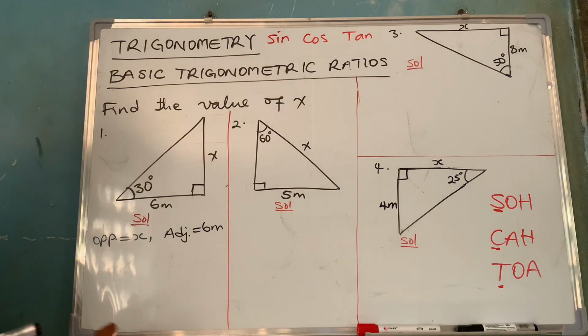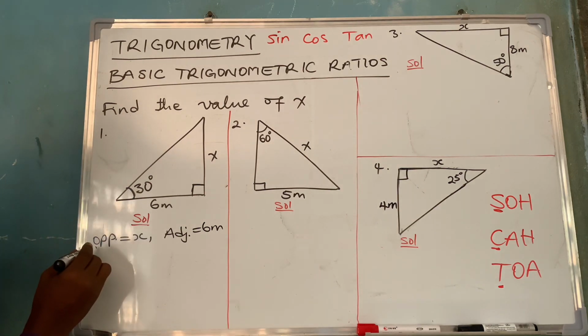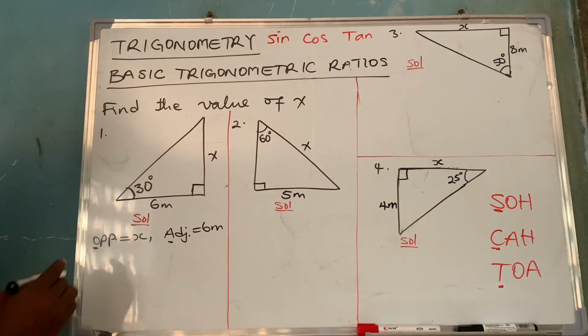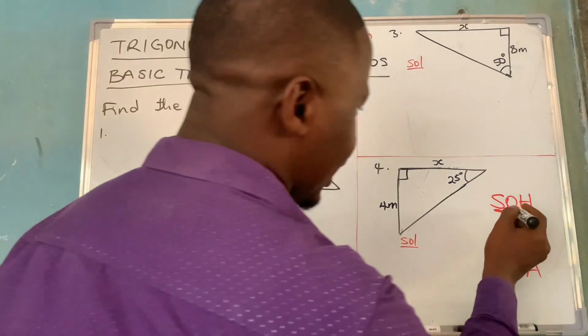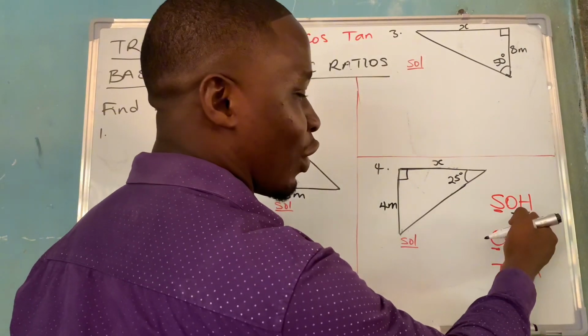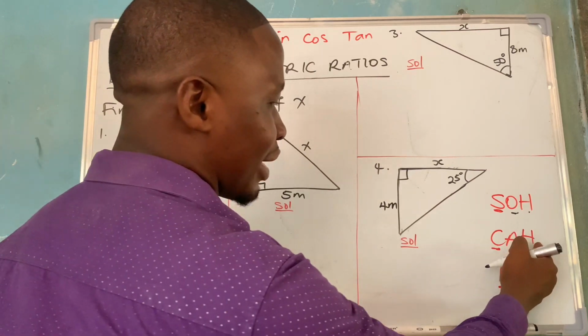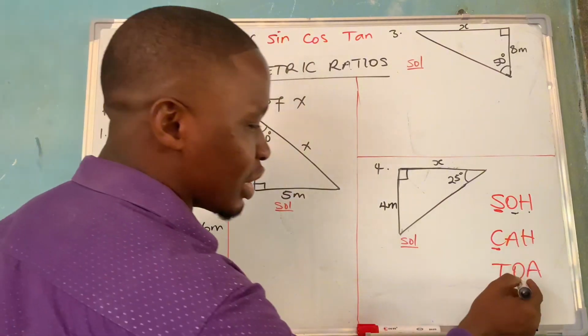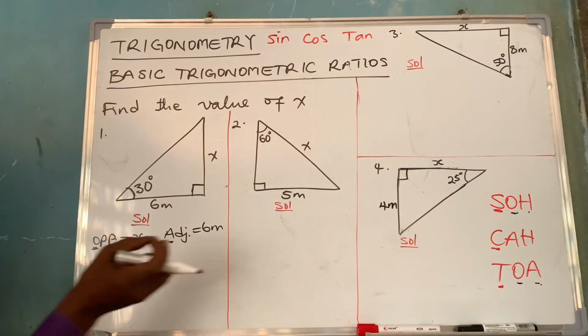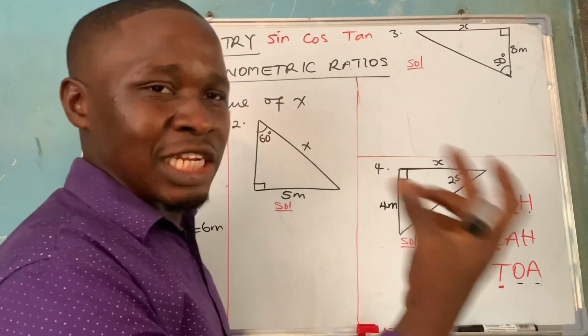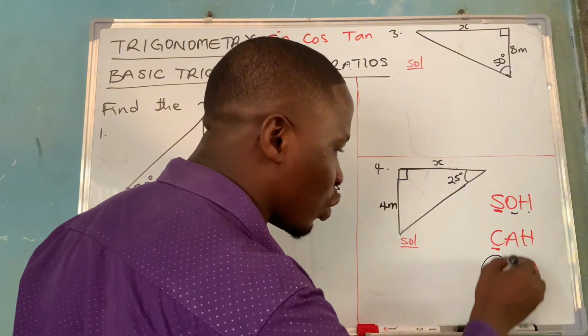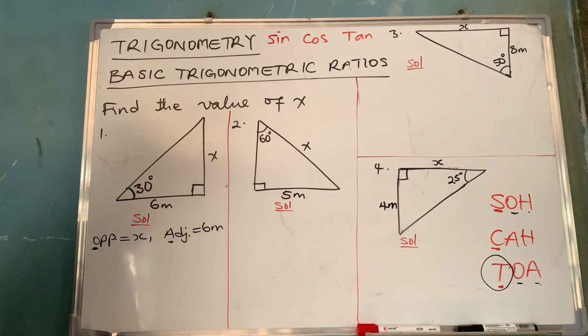So technically we can say we have O and A. So let us search for it. This is OH, this is not O and A. This is AH. But this one is OA, so it matches with this one. OA, OA. So it tells you that we are supposed to use tangent of an angle.